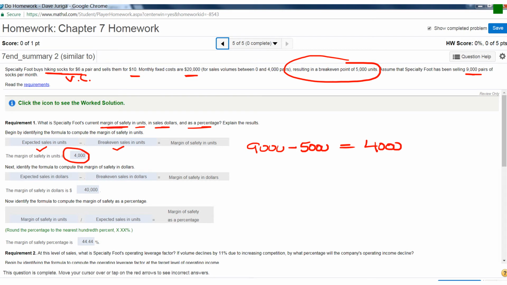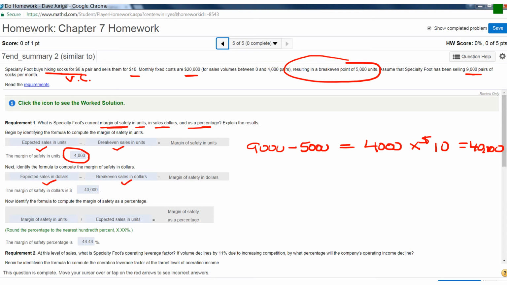The next part says if you want this in dollars, of course, you could always just go ahead and multiply this 4,000 by the sales revenue, which is 10. That would give you $40,000. That's probably the quickest way. Or the other way is it's the same formula, except it's the expected sales in dollars minus the break-even in dollars.